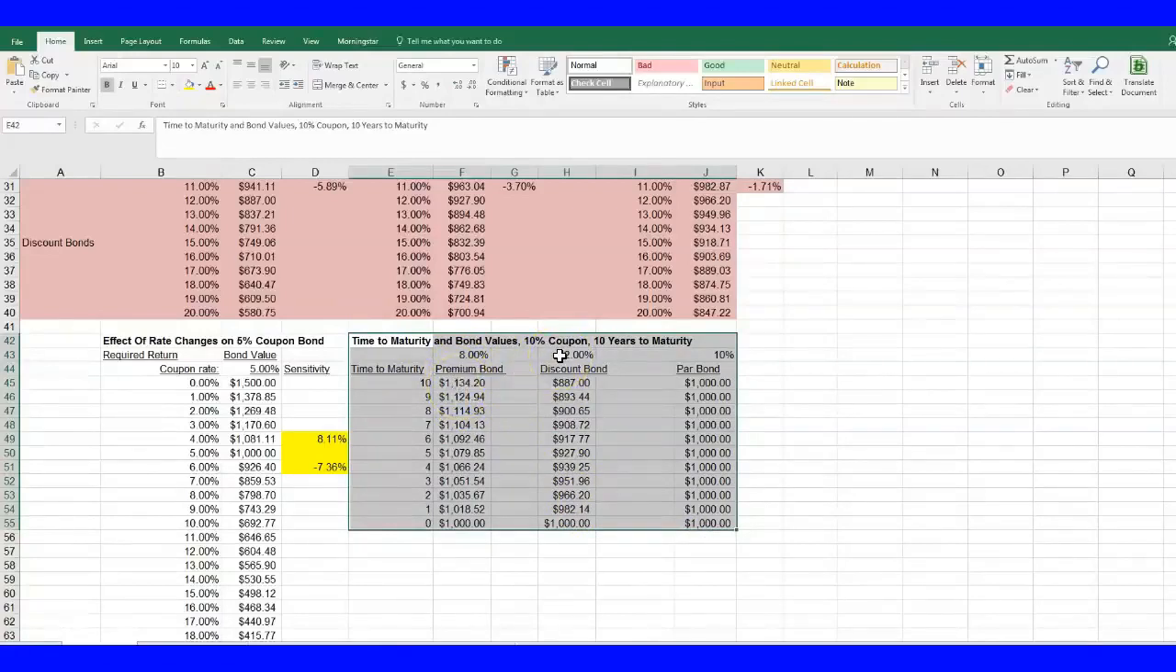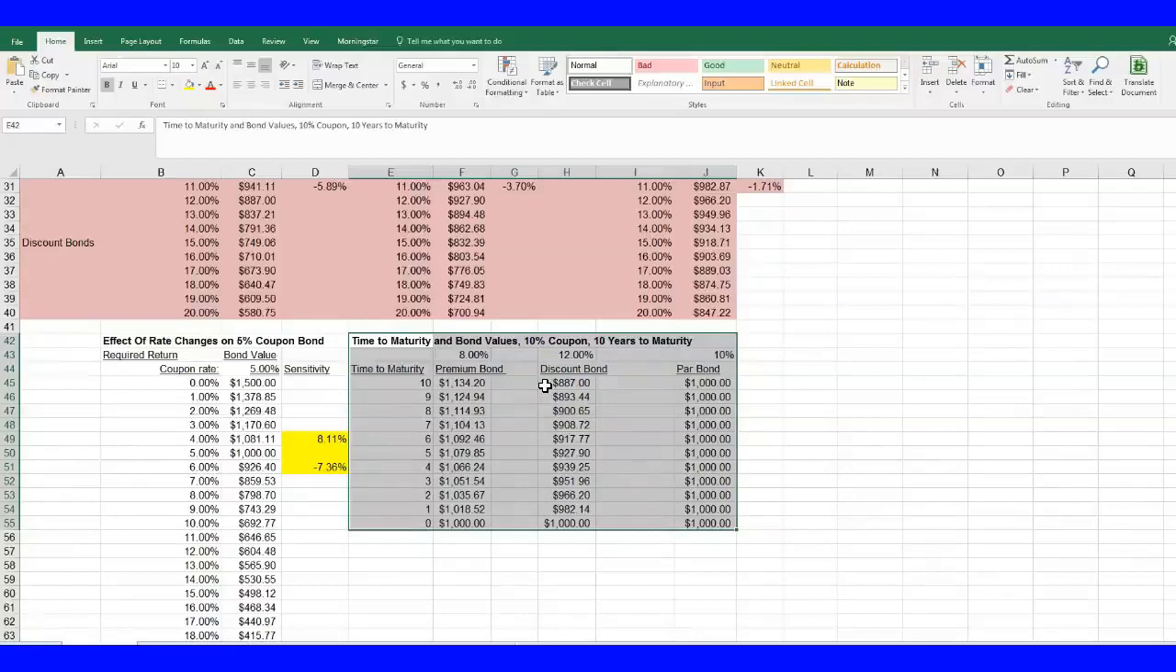And then we look at our second bond that has a required rate of return of 12%, which is higher than the 10% coupon rate. So this is a discount bond. It's going to be selling for less than $1,000. So this bond, when it has a required rate of return of 12%, 10% coupon, and 10 years to maturity, it has a value of $887.